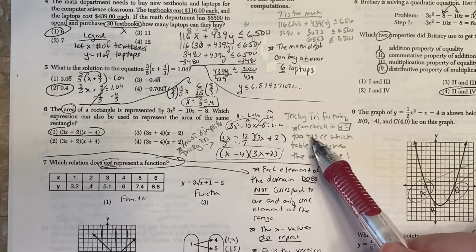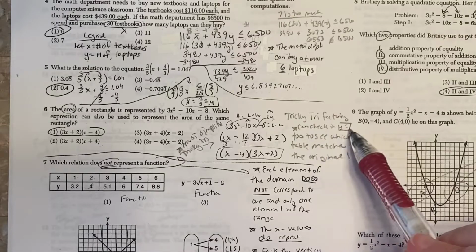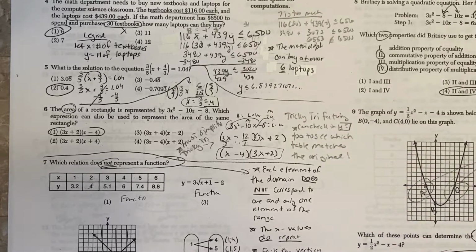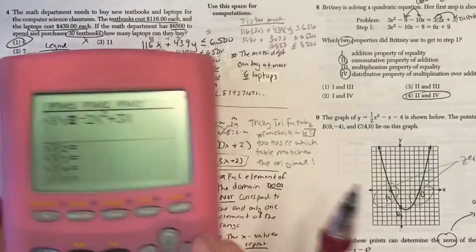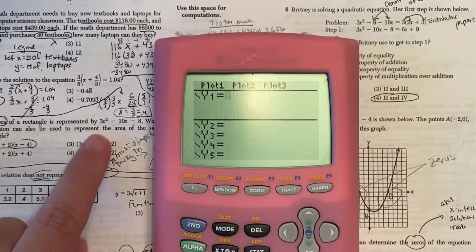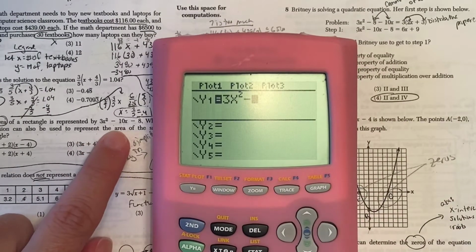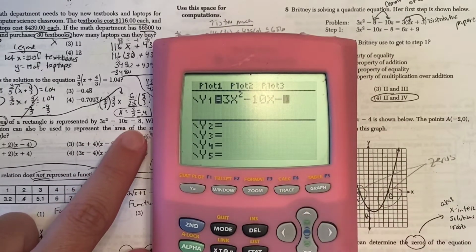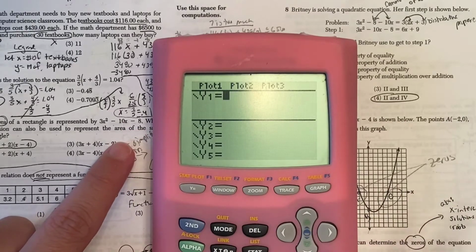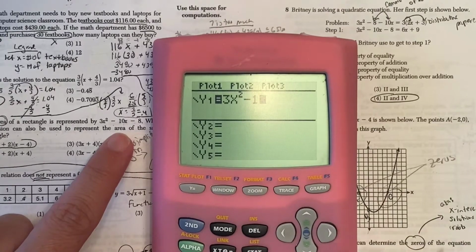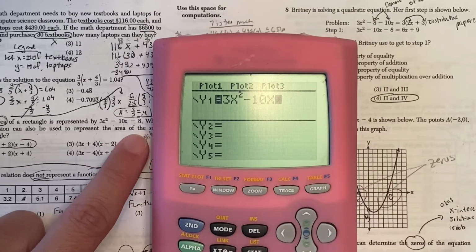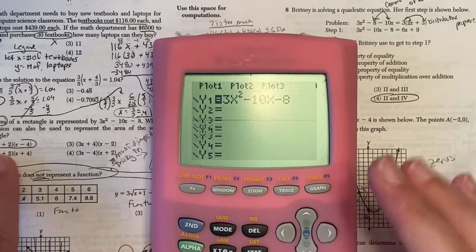I did put that tricky try factoring. Oh, that's what it was. You can also check in y equals to see which table matches. So remember, this y equals is awesome. It really gives you so many answers on your multiple choice. So 3x squared minus 10x minus 8, and then you obviously try all of them.